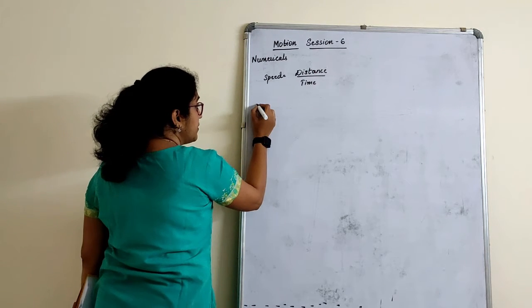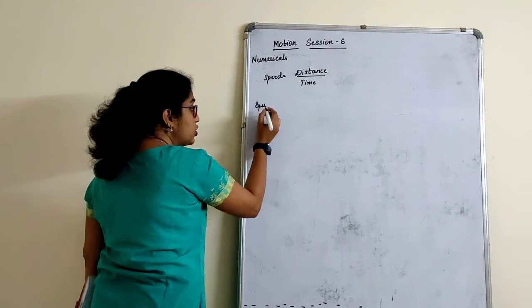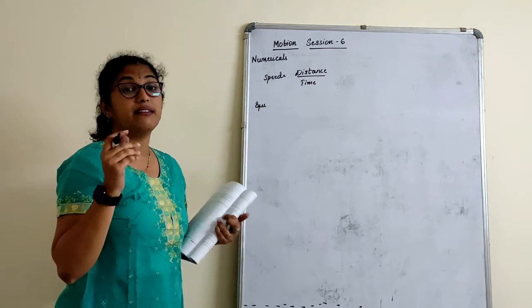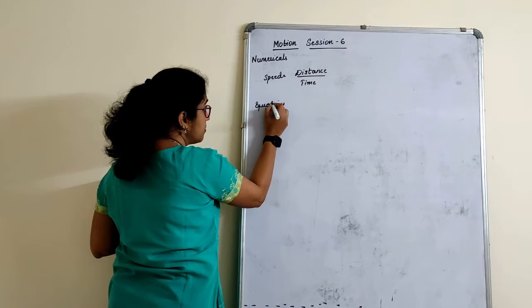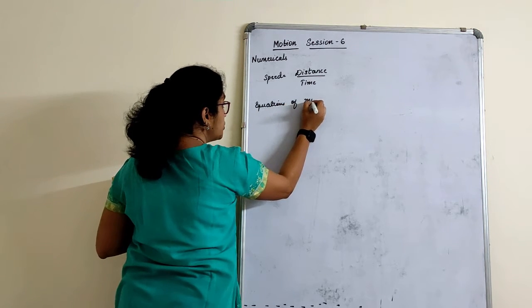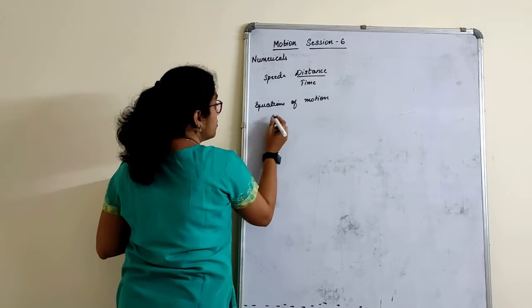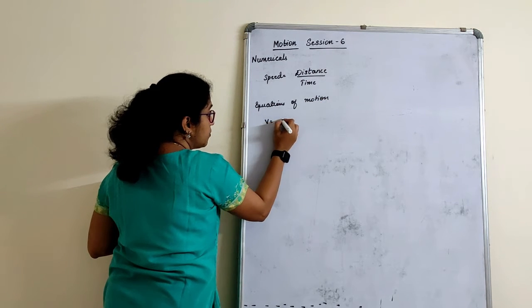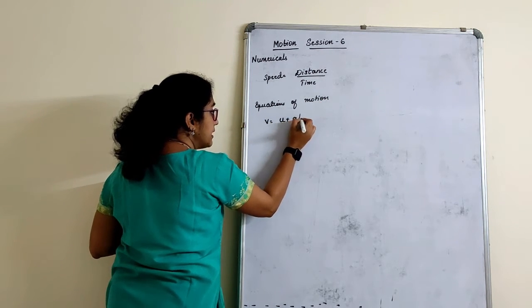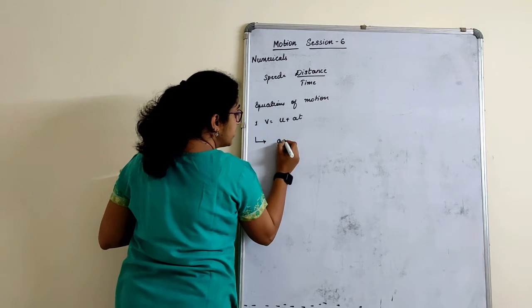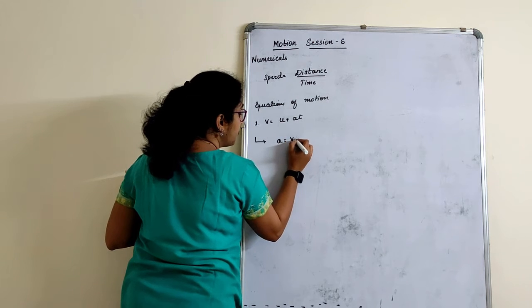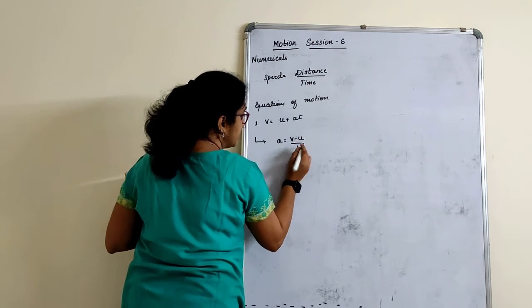Then apart from that we had done equations of motion. If you remember, we had derived them graphically. So equations of motion. V is equal to U plus AT. This is the first one. It can also be written as A is equal to V minus U by T.